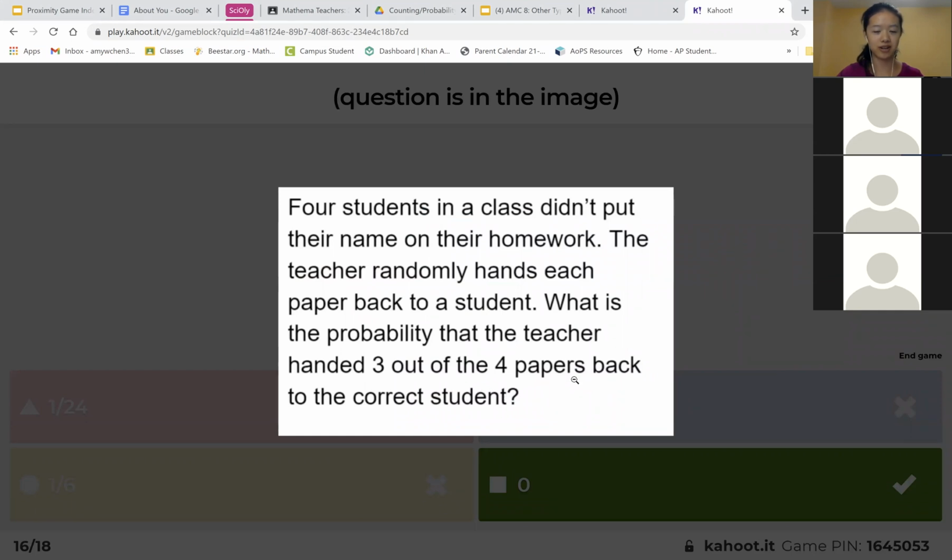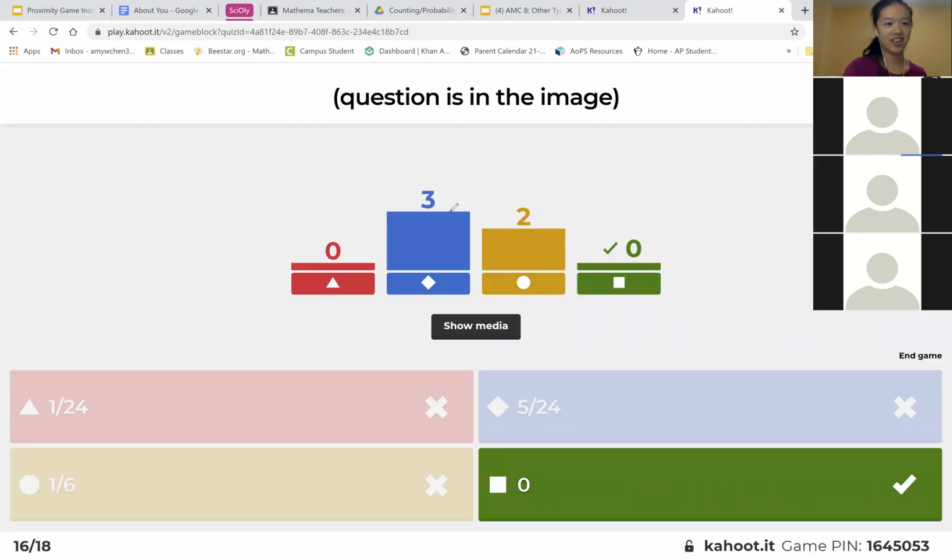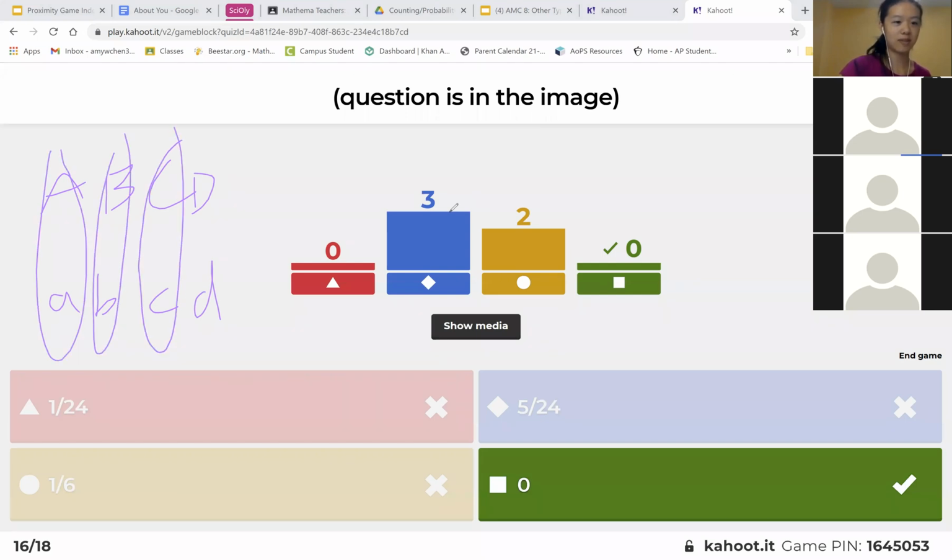a teacher to hand 3 out of 4 papers back to the correct student? Exactly. Because if 3 out of 4 students are correct, then the last person also has to be handed the correct paper, right? A, B, C, D, and their papers are A, B, C, D. If A, B, and C all get their papers, then D has to also be right. So it's impossible to get exactly 3 out of 4. It's either all 4 or something other than that. There's no 3 out of 4.